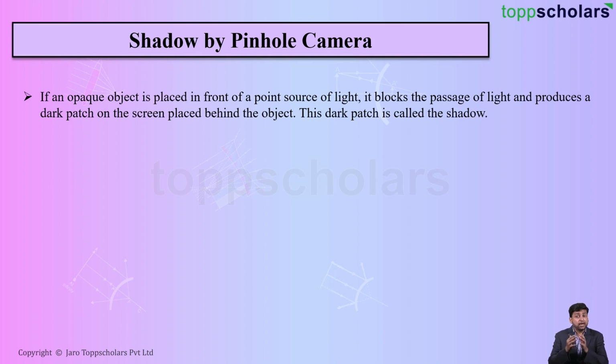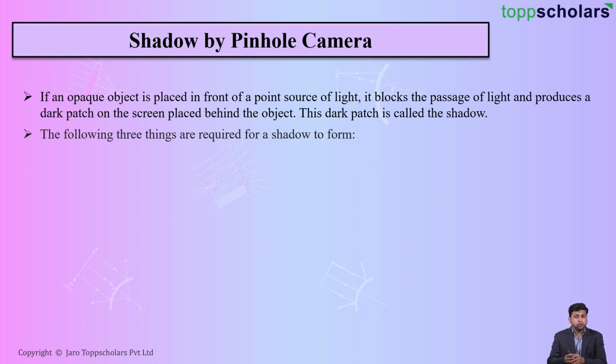So students, you understood what exactly a shadow is. But now, what are the necessary requirements for the shadow? So basically there are three things which are required for a shadow. The first thing is a source of light. Source of light, again we know that what?